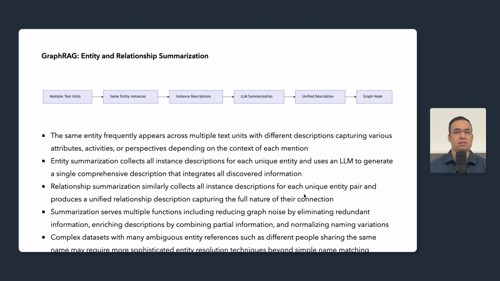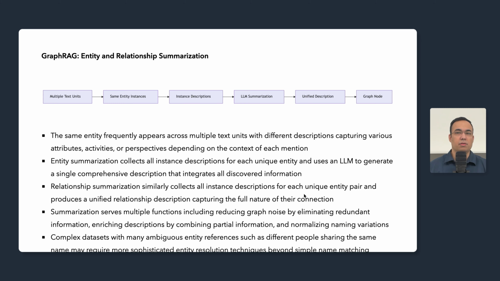This summarization phase serves multiple important functions. First, it reduces graph noise by eliminating redundant information. Without summarization, you might have dozens of slightly different descriptions of the same thing. Second, it enriches the descriptions by combining partial information from different sources. Information that's spread across multiple mentions is now unified in one single place. Third, it normalizes naming conventions to some degree as well.